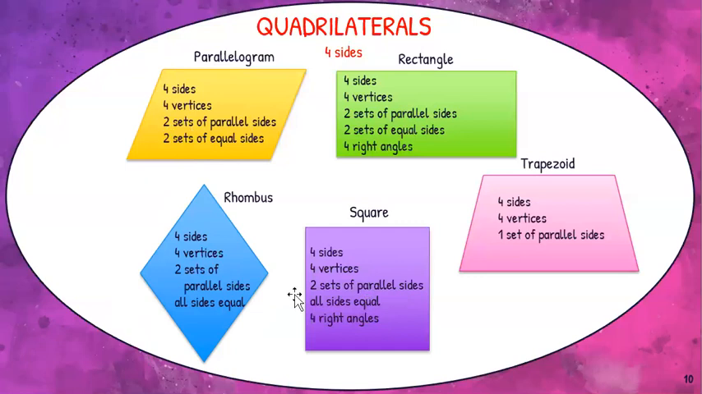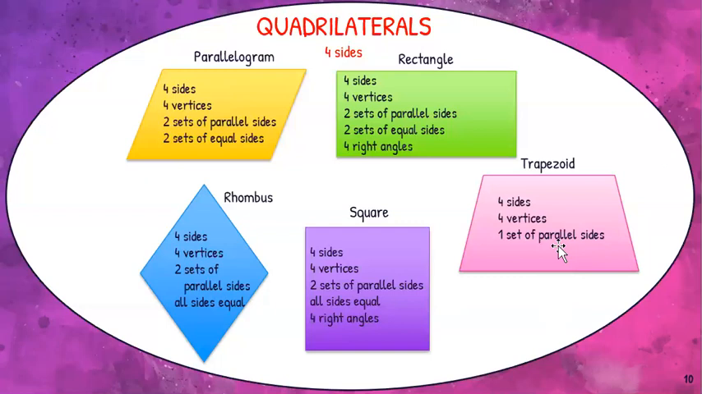What about the square? 2 sets of parallel sides, all sides equal. It has the same qualifications as a parallelogram, the same attributes. And then the trapezoid. A trapezoid only has 1 set of parallel sides, so it does not have the same attributes. It doesn't have the same things in common.